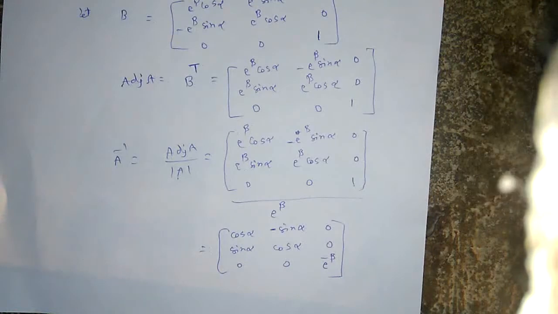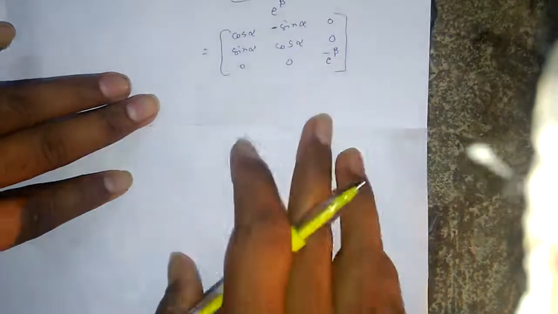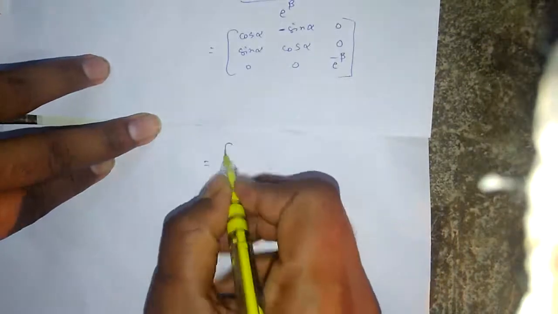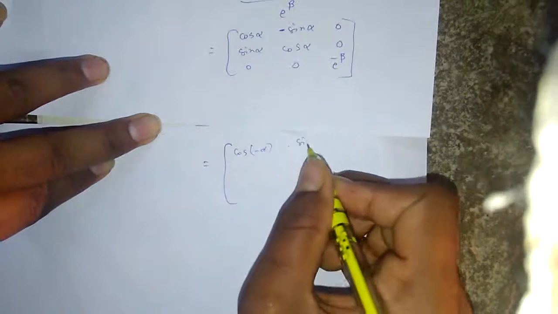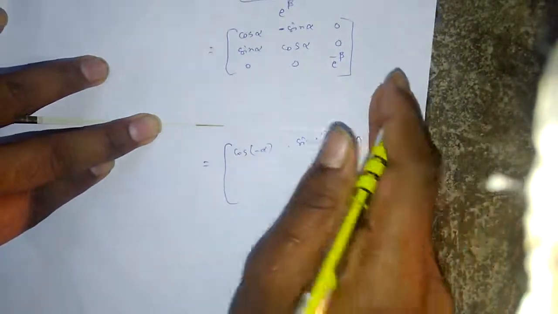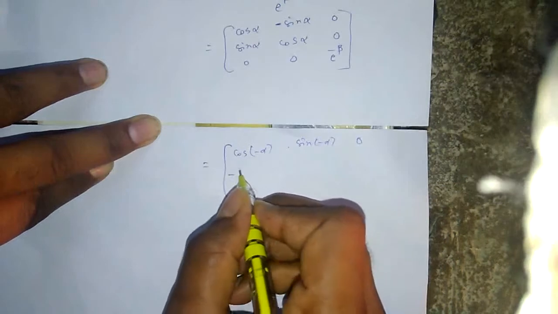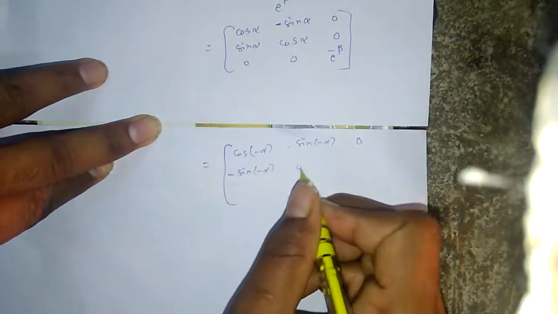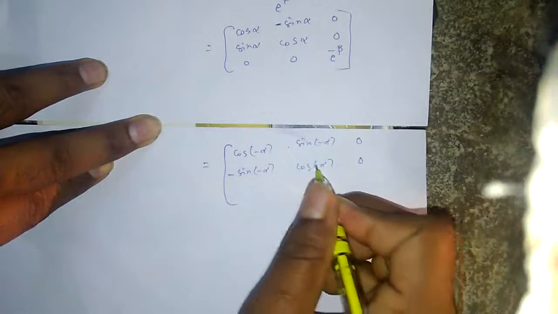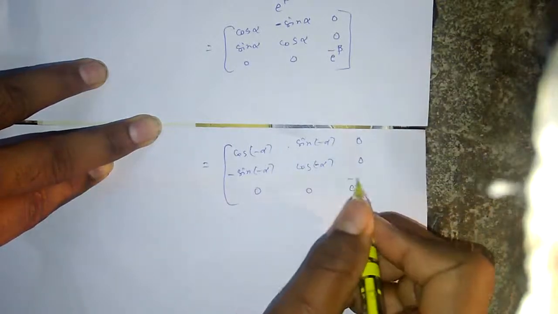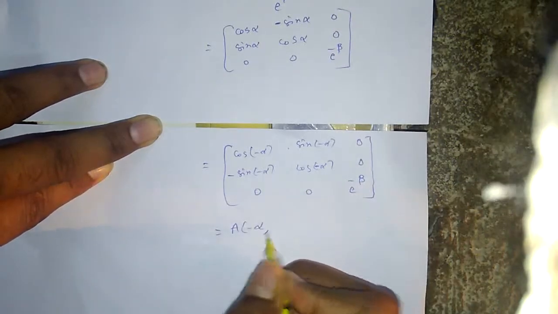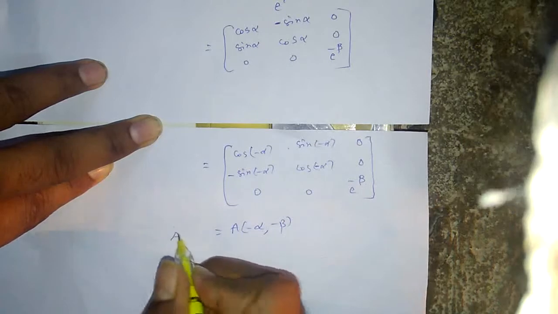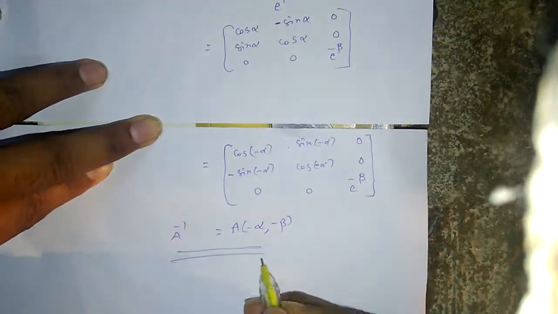So if you observe here, you can write this as cos of minus alpha, sin of minus alpha, 0; minus sin of minus alpha, cos of minus alpha, 0; 0, 0, e power minus beta, which is A of minus alpha, minus beta. That is A inverse. Okay.